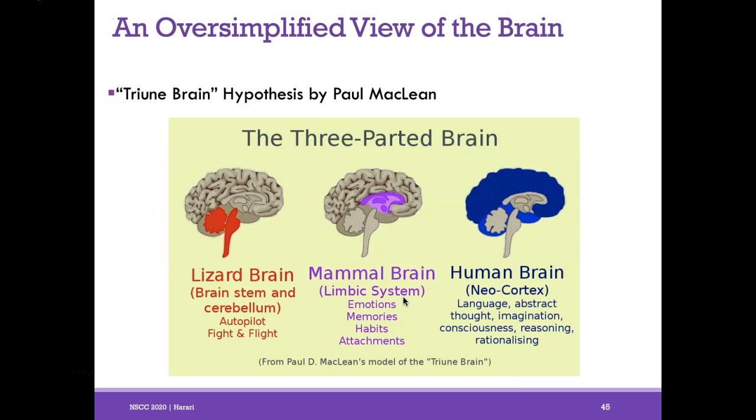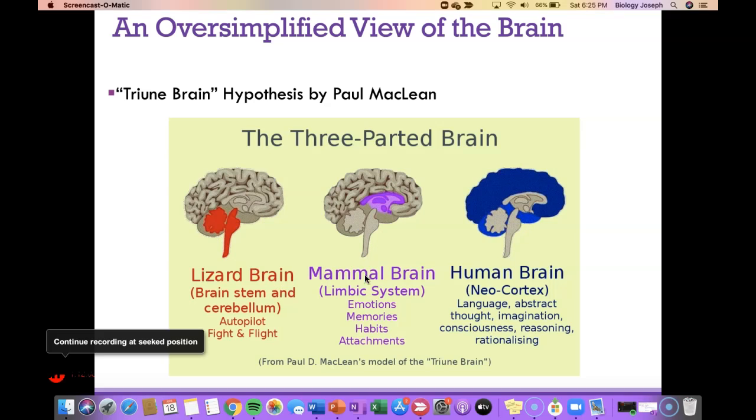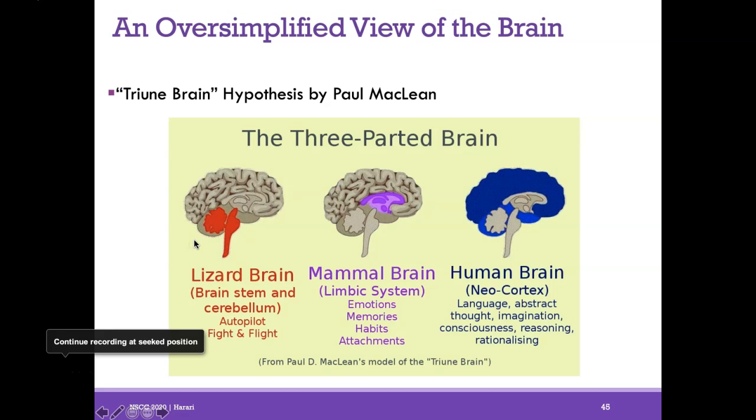So I wanted to just introduce this theory that's not true. It's very oversimplified. It's called the triune brain hypothesis. And it argues that we have three parts of the brain. We have the lizard brain, which consists of the brainstem and cerebellum. The lizard brain or the reptilian brain is concerned with autopilot, autonomic functions, right? Like regulating our body systems, making sure we don't overheat, making sure we drink and we eat, making sure that we can fight or flee. So that's the most primitive part of the brain that evolved first.